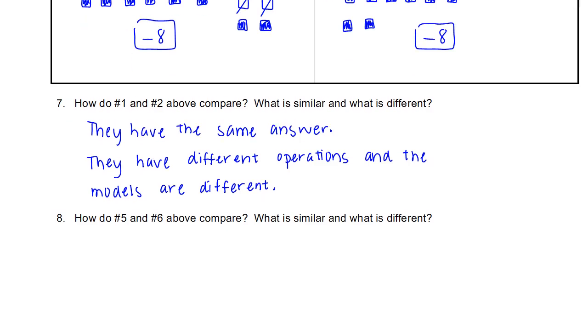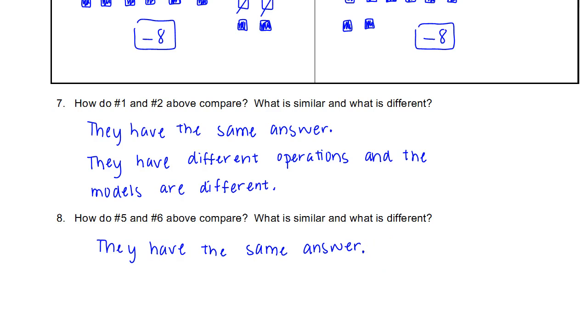They ask us a similar question about number 5 and number 6, how they compare, what is similar and what is different. So we can see the answers for number 5 and number 6 on the screen. We can see that they are the same. So I have a difference of -8 for number 5. I have a sum of -8 for number 6. So they have the same answer. One is a difference, one is a sum, but the value is the same, -8.